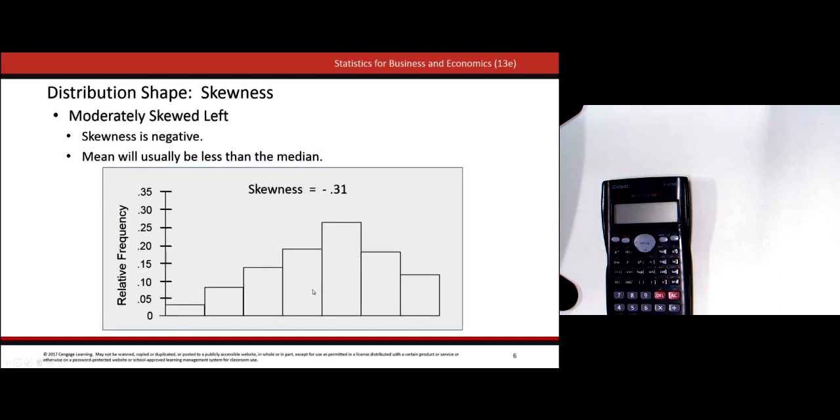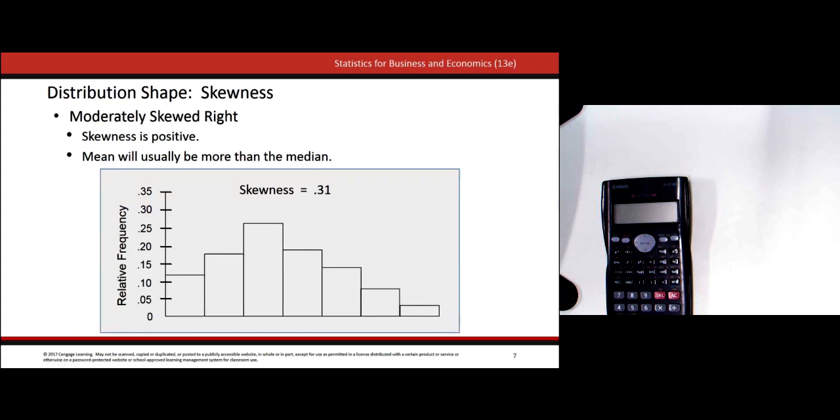You can have left skewed or negatively skewed, or you can have right skewed, or positively skewed histograms. Left skewed means that you have a longer left tail, so the left tail extends to the left, which is also called negatively skewed. But this is not highly skewed. You don't have a very long left tail here. This is moderately skewed left. So the skewness is less than 1, which is negative 0.31.